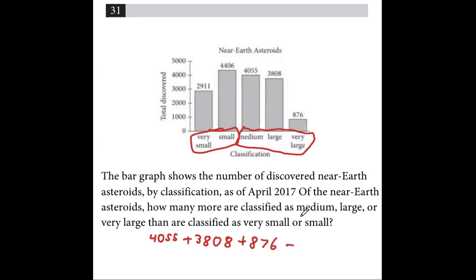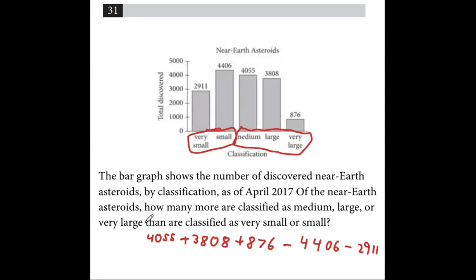So we do minus 4406 and then minus 2911. If you do parentheses, you could also do it like this and then make this a plus. But regardless, once you add up and subtract all this, you get 1422, which is the correct answer.